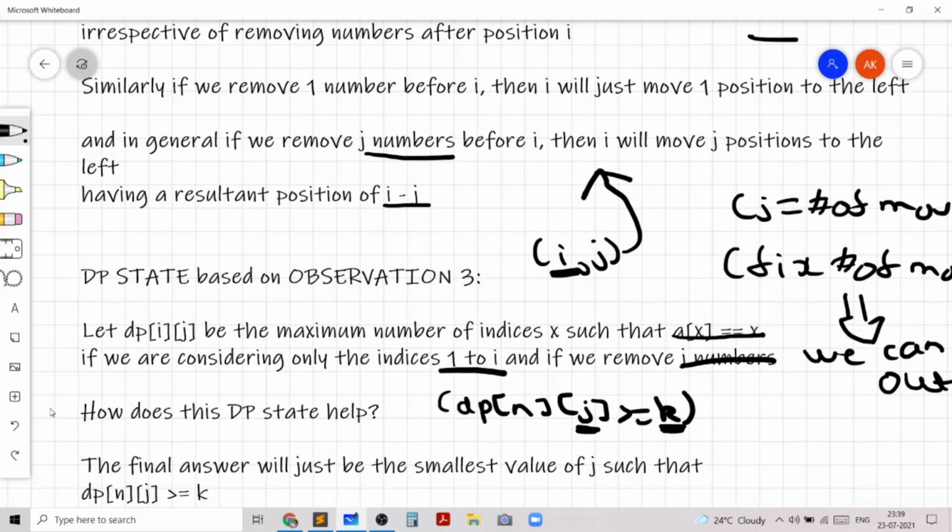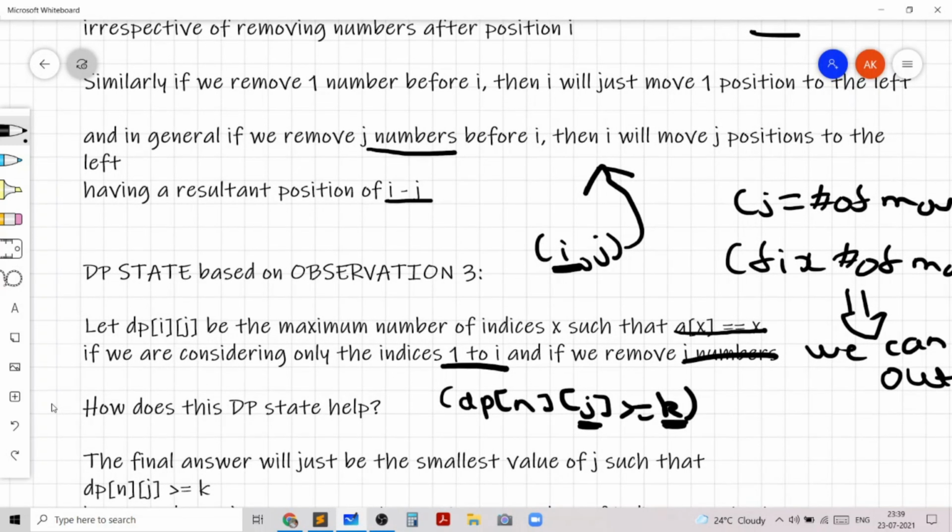And this is true because let's just look at the definition of dp[n][j] again.